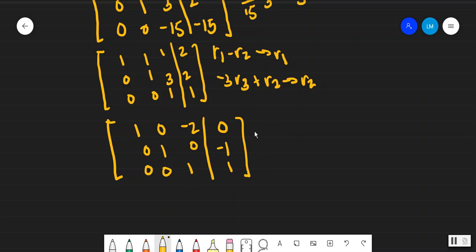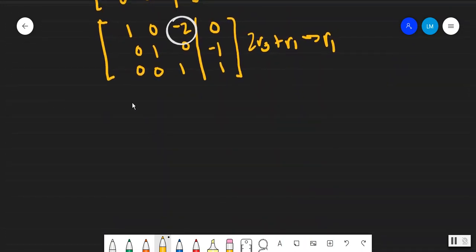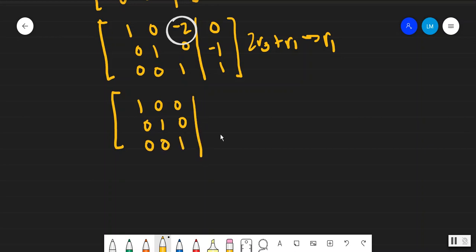So our answer is almost there, because all that we need to do here is add such that we get this negative 2 over here to be a 0. We can do that by saying 2 times row 3 plus row 1, and that's going to give us a new row 1. So that's going to give us the following: 1, 0, 0, 0, 1, 0, 0, 0, 1, and then followed by 1, that's negative 1, and then that's going to be a 2, because you have 2 times 1 is 2, plus that is going to be 2, sorry.